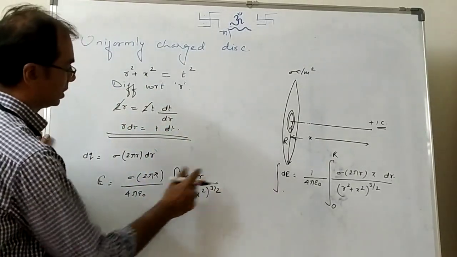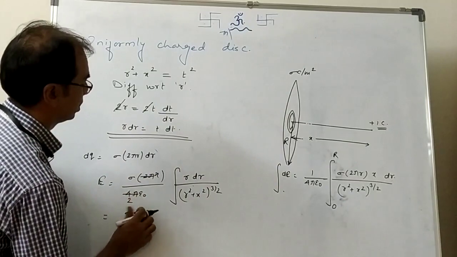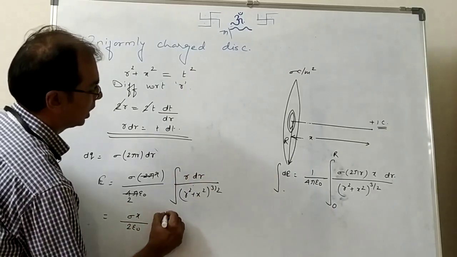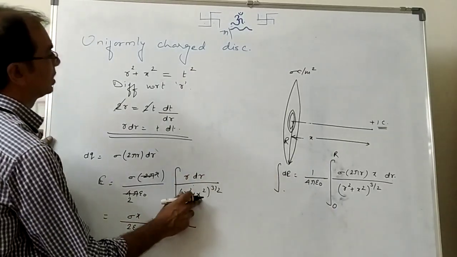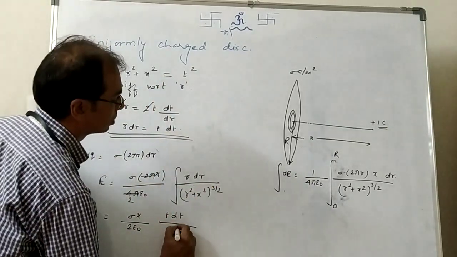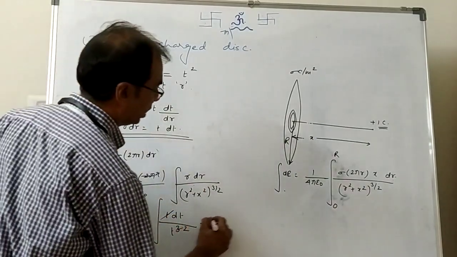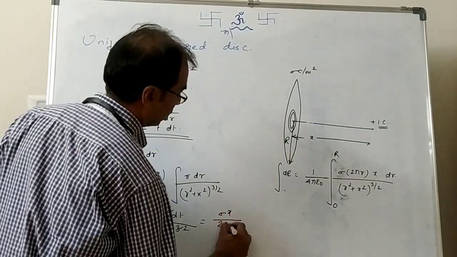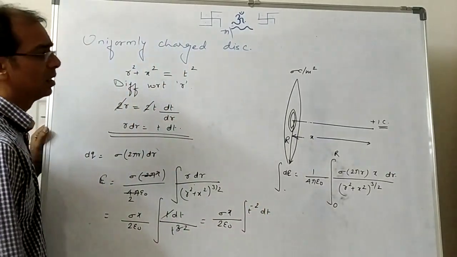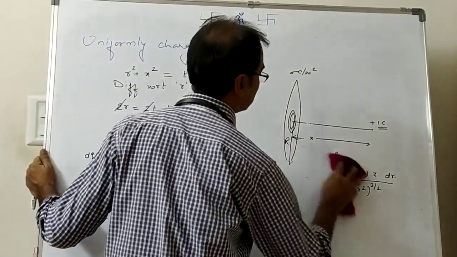So in place of this, what can I write? Sigma 2 pi x, and this 2 pi you cancel. So what you are getting? Sigma x by 2 epsilon naught. R dr's place, t dt. And r square plus x square is t square. T square to the power 3 by 2, that means t cube. This t and this t cube cancel. It's t square. So we get sigma x by 2 epsilon naught t to the power minus 2 dt. Its integration is minus 1 by t.